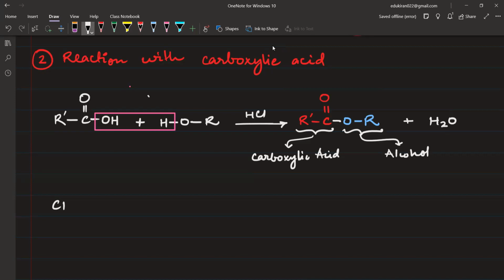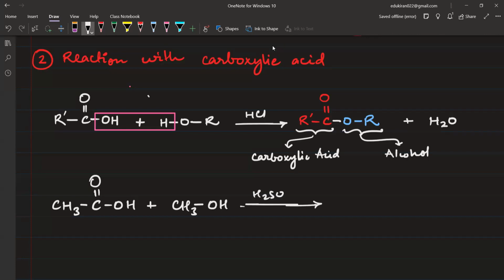We have CH3 and we have C double bond O, and we have OH. This is the carboxylic acid, and then we have CH3OH, that is the alcohol. In the presence of H2SO4, what is going to happen? This CH3 C double bond O will be as it is. Now this carbon atom will be joined by oxygen, which is further joined by the alkyl group of alcohol, CH3.